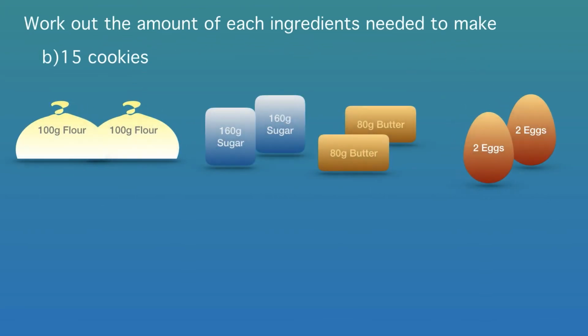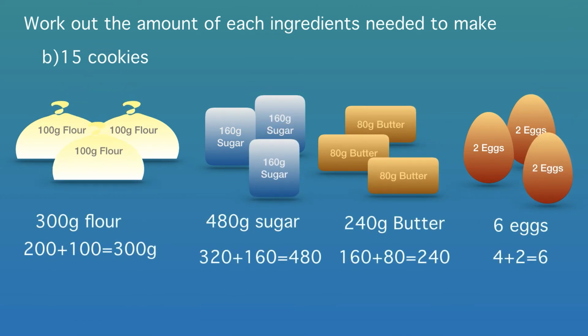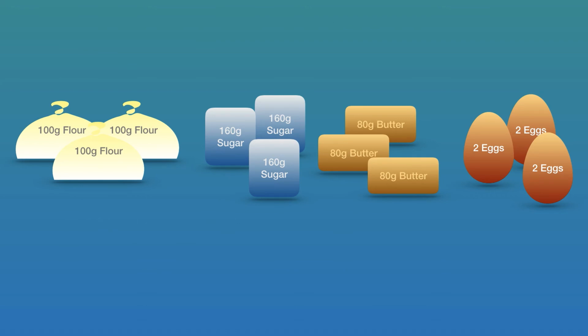In part B, it asks to find the ingredients for 15 cookies. Note that we've already found the ingredients for 20 cookies in part A. We can use this answer to answer the part B question by simply adding the ingredients for 10 more cookies. That is now 200 plus 100 is 300 grams of flour, 320 plus 160 is equal to 480 grams of sugar, 160 plus 80 is equal to 240 grams of butter, and 4 add 2 equals 6 eggs. So this is the ingredients for 30 cookies.